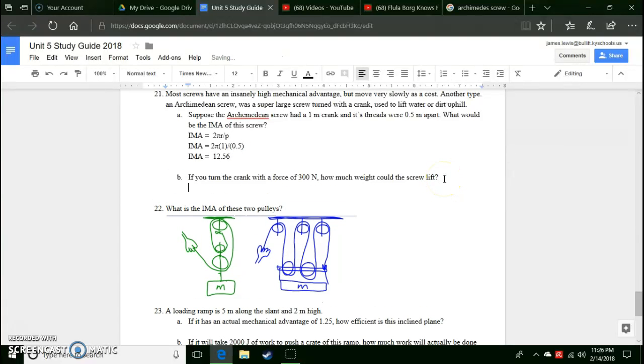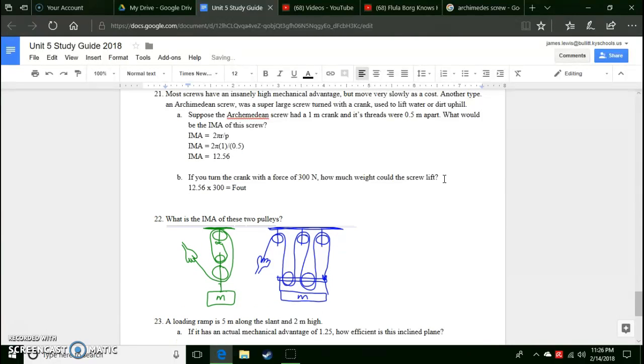So 12.56 times 300 equals your force output. So what is that number? It's going to be, no, come back, phone. I need you to do things for me. Times 300, 0.68 newtons equals the force output. That is how much weight, how much force that this thing can lift.